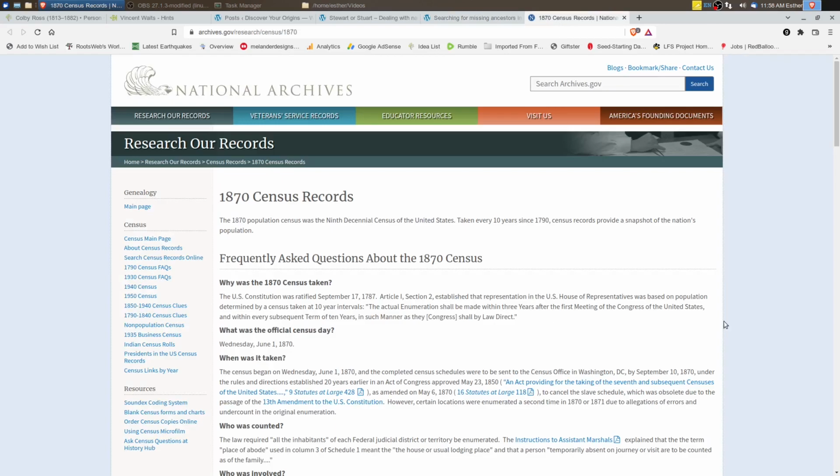So first we have to explain why this census is so important. The National Archives has a really great article about this. They talk about how the 1870 census is the first census to identify African Americans by name. So these are the newly freed slaves who are finally named and counted on the census, which is amazing for African American family history research.